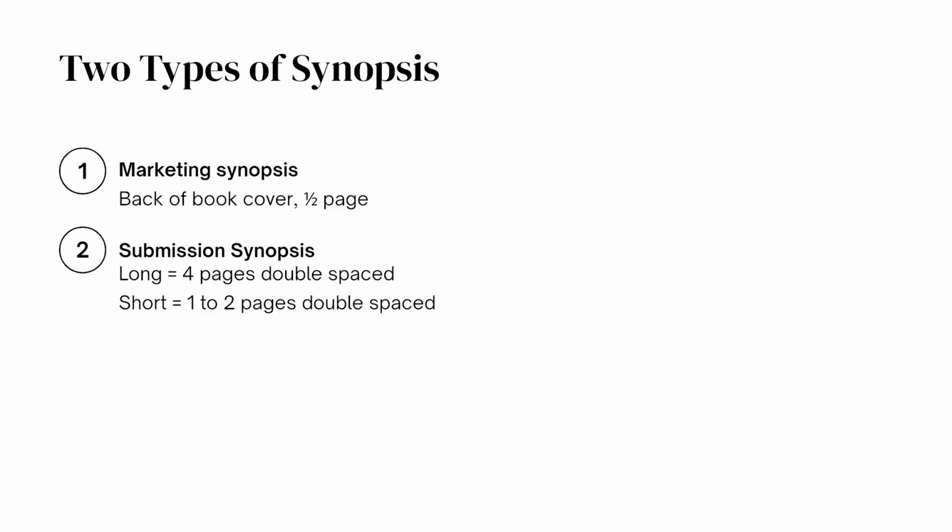The agent will either ask you for a long synopsis or a short one. A long synopsis usually is around 4 pages double-spaced, and a short synopsis is one that is usually 1 to 2 pages double-spaced. Don't forget, even though it's a summary, your synopsis should still reflect your unique voice and style. Keep it professional, but let your storytelling shine through.